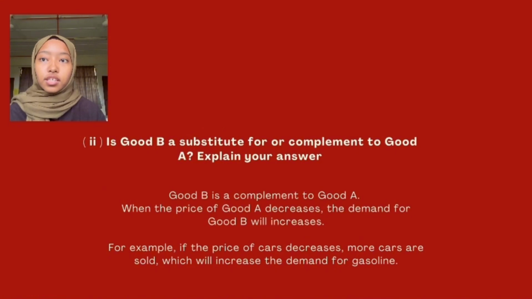Question 2: is good B a substitute for or complement to good A? Explain your answer. So good B is a complement to good A. When the price of good A decreases, the demand for good B will increase. For example, if the price of cars decreases, more cars are sold, which will increase the demand for gasoline. In conclusion, when two goods are complements, a decrease in the price of one good leads to an increase in the demand for the other as they are used together.